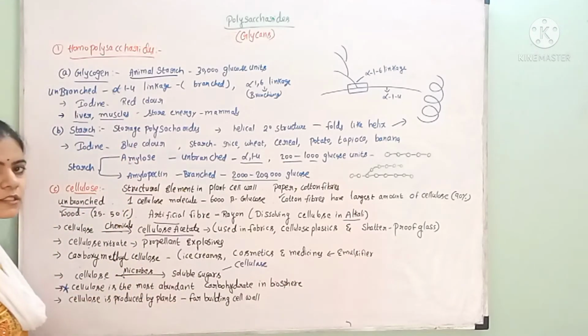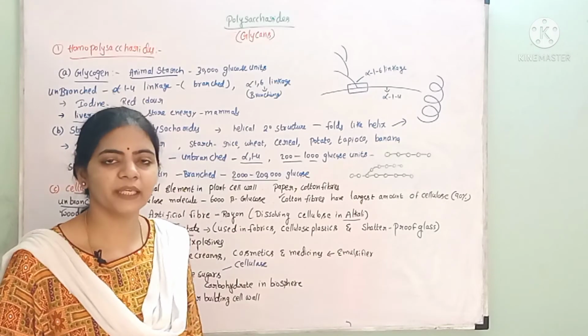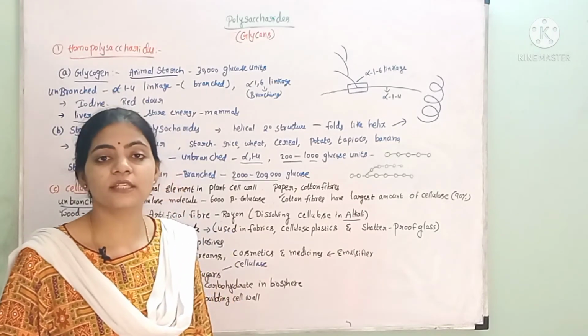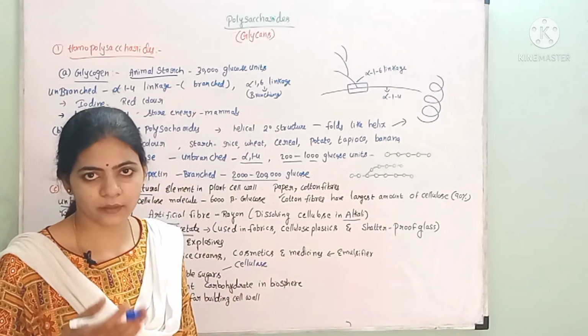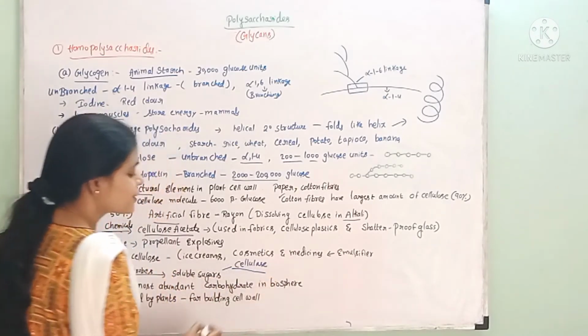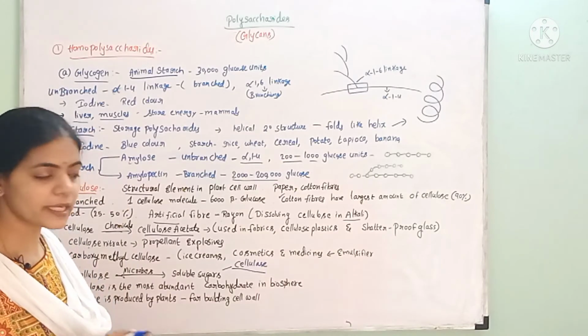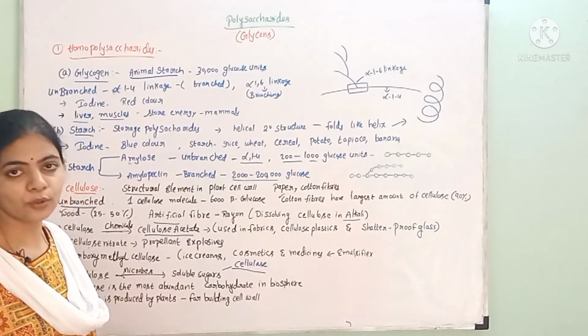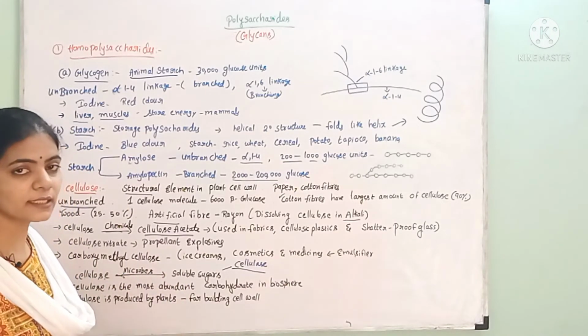Cellulose is not digested by human beings because cellulose is a complex carbohydrate. For digesting cellulose, we need an enzyme called cellulase. In our body, there is no cellulase enzyme to digest it into simple glucose units. But who will digest it?